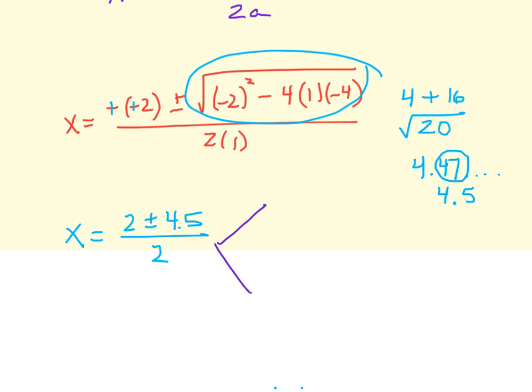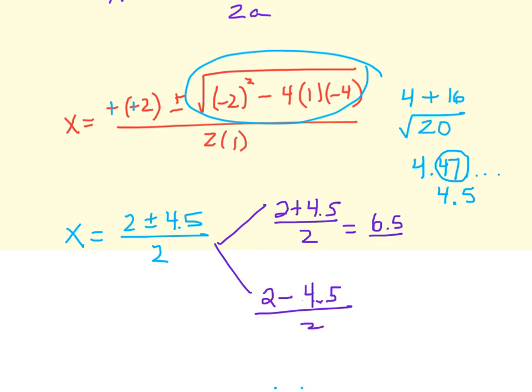Then we break it apart. 2 plus 4.5 over 2 and 2 minus 4.5 over 2. All right, 2 plus the 4.5 is 6.5. Divide it by 2, and you get 3.25. 2 minus 4.5 is a negative 2.5. And then we divide it by 2, and we get a negative 1.25.